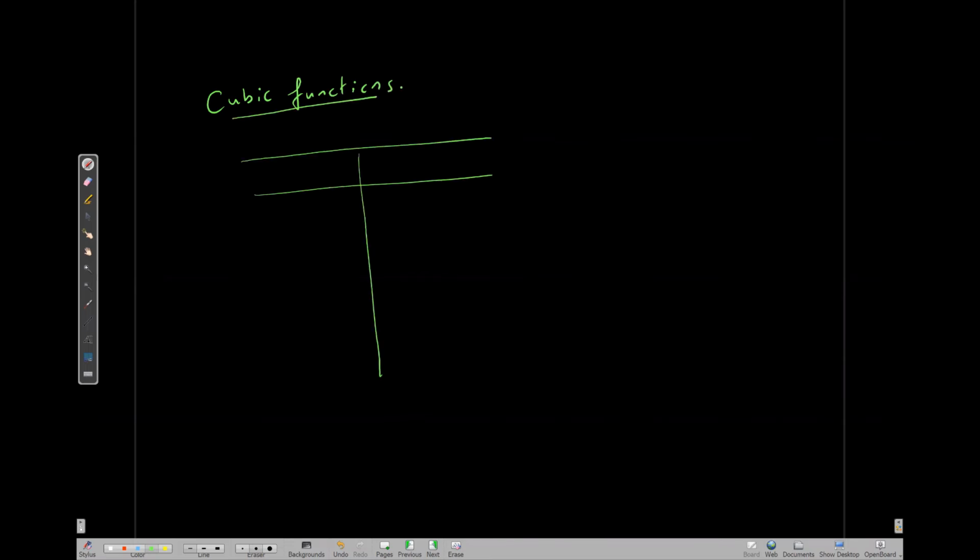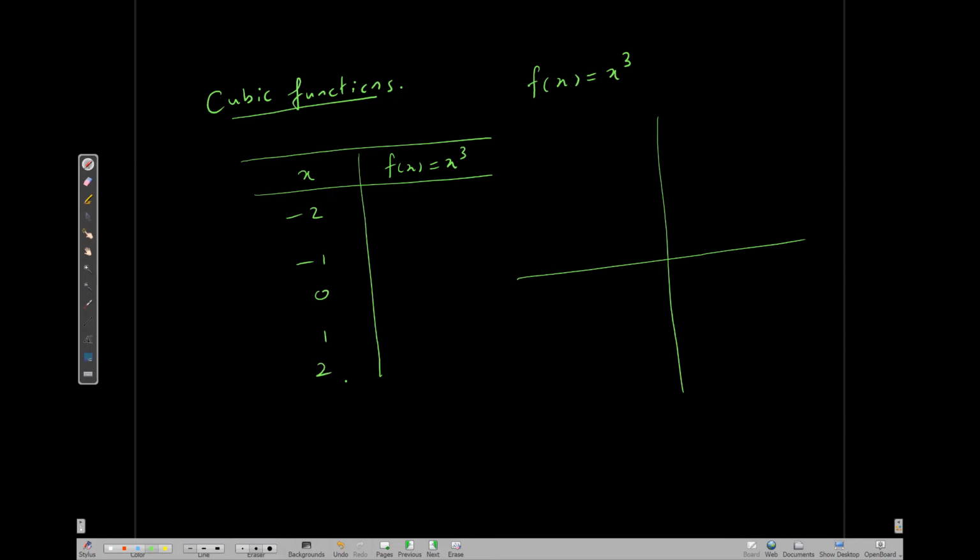Next function, cubic function. So you have to remember these shapes. First, we are showing you why this is true using these tables. Now let's think about cubic function. So the base function is f of x equal x cubed. Here x versus x cubed. Let's take the same set of values that we took earlier.